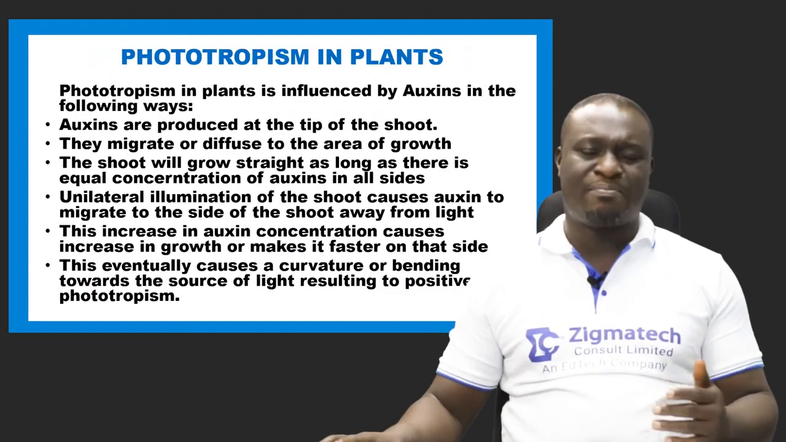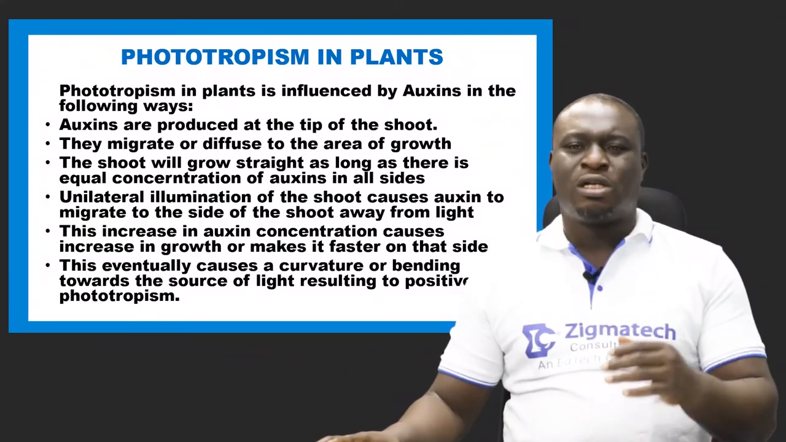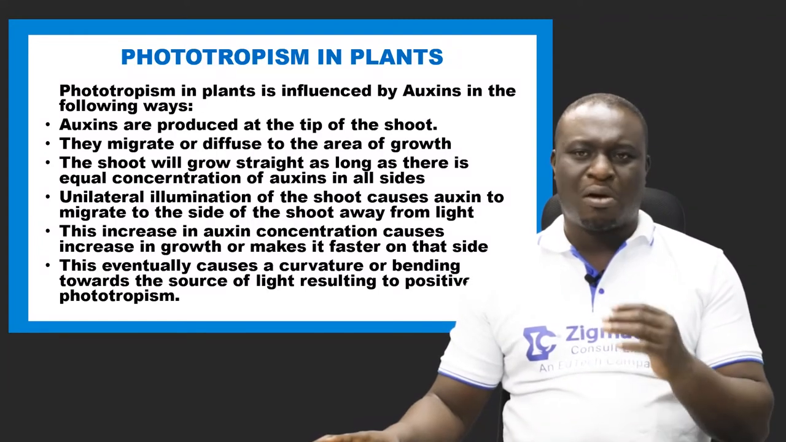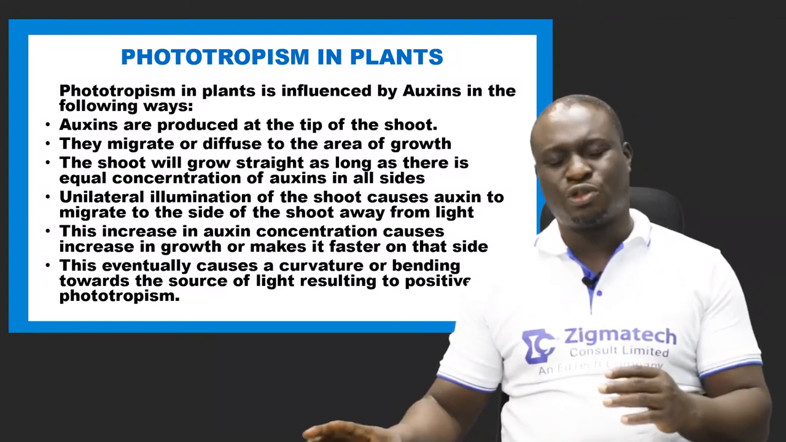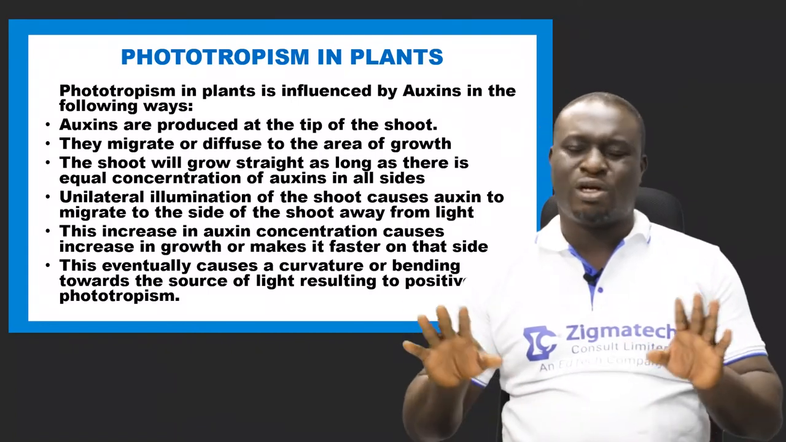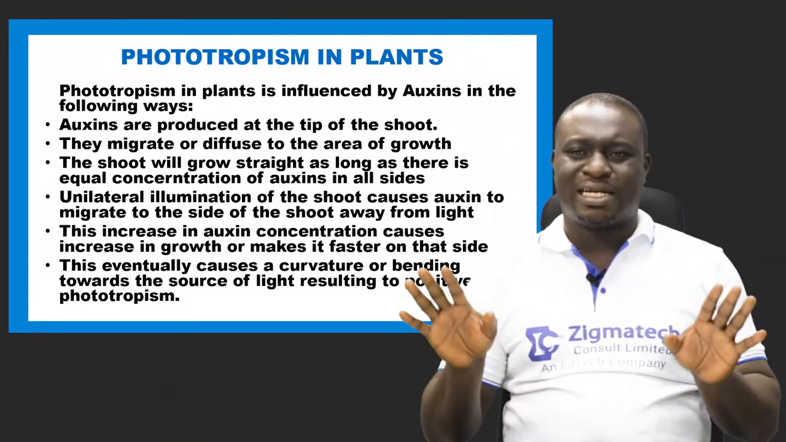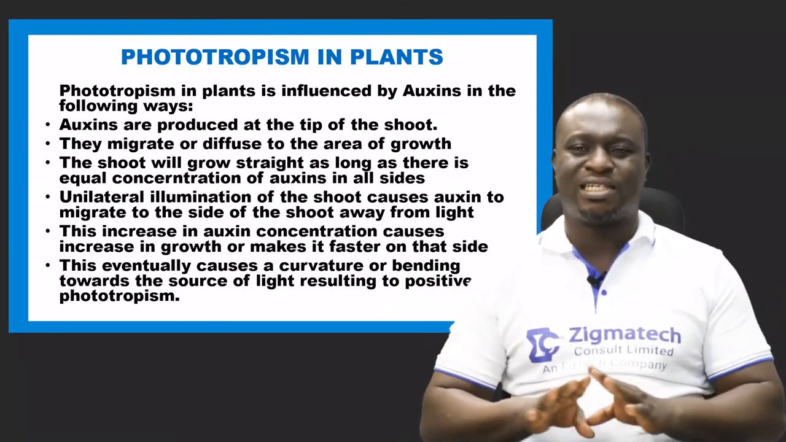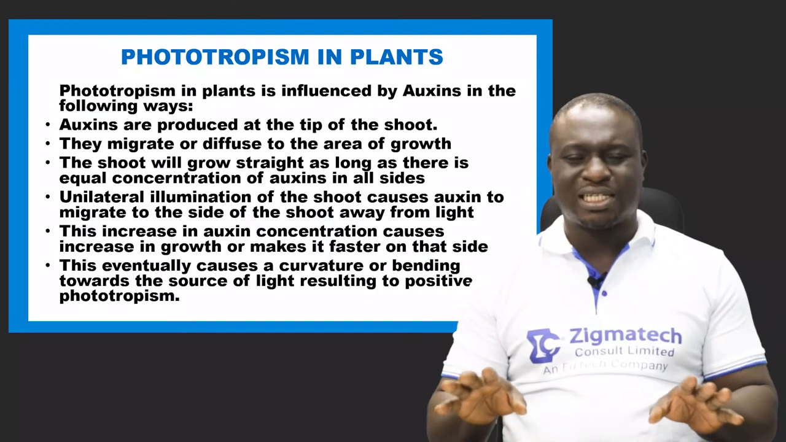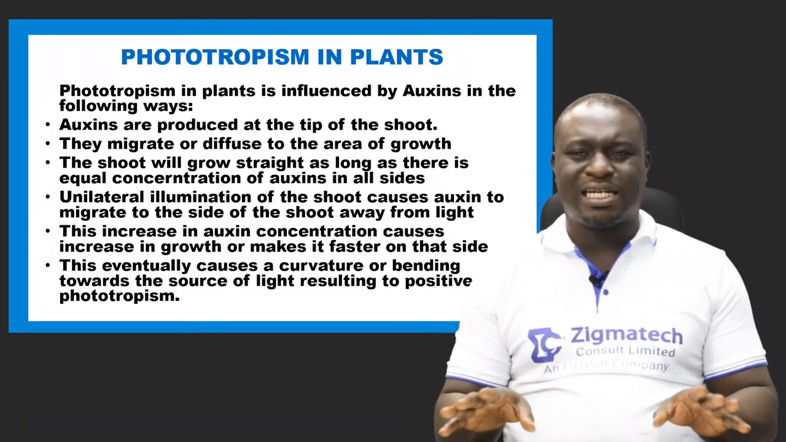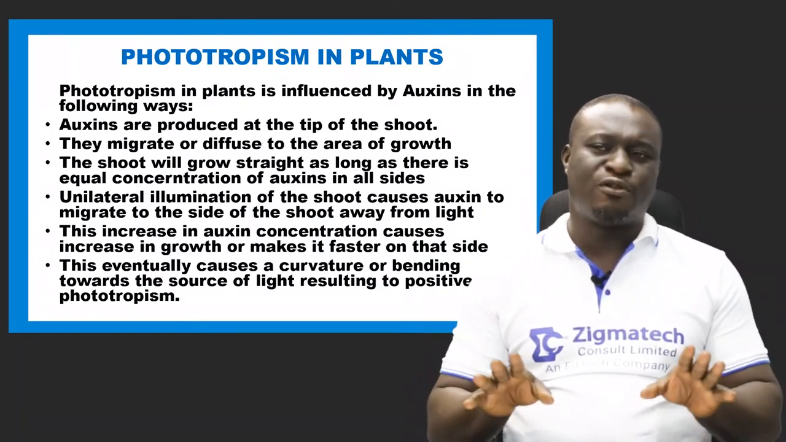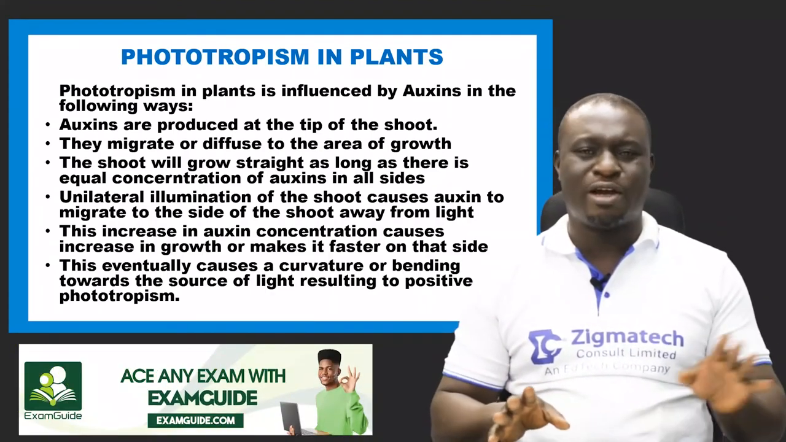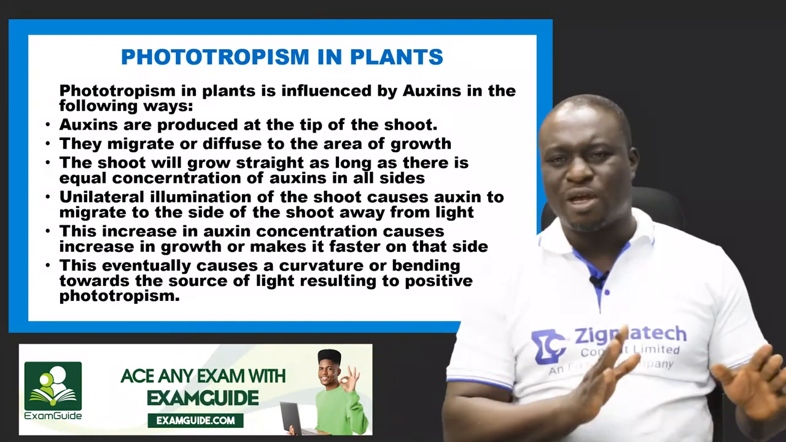Now, how does it happen? First of all, the auxins are produced at the tip of the shoots. When they are produced, they diffuse or move to the areas of growth. Once they get there, the shoot will grow straight as long as there is equal concentration of auxins along that area. Then, unequal illumination of the shoots causes auxins to migrate to the other side of the shoots, away from the light.